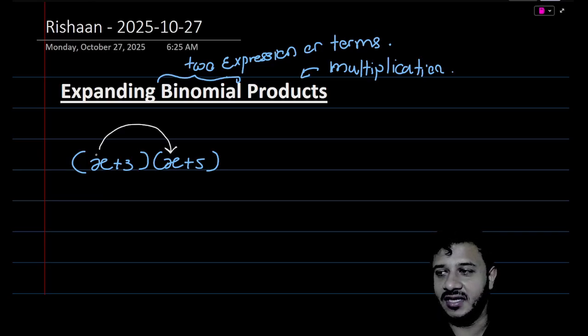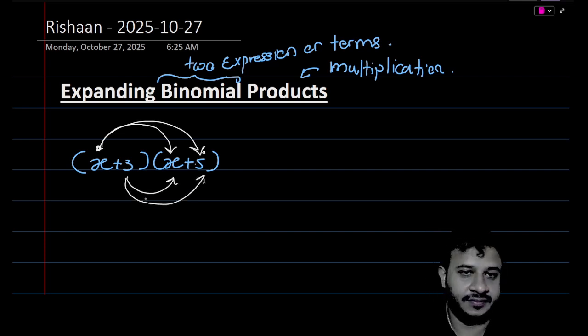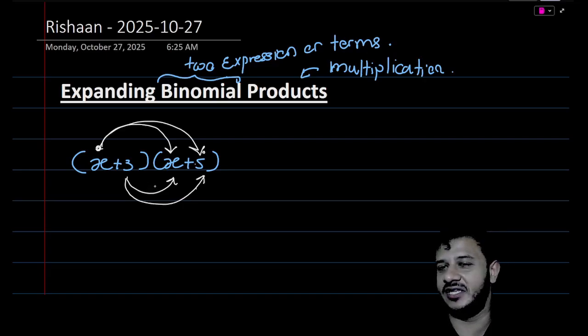FOIL method means F, front: both of them you multiply. O means outer. That means outside here and outside here. I means inside, and then L means last two. So rather than thinking like that, I always remember: first term times first term, first term times second term, second term times first term, second term times second term. Easy to think like that.